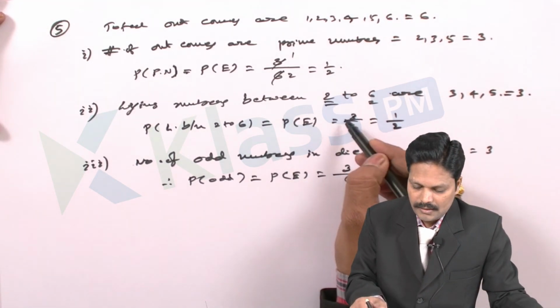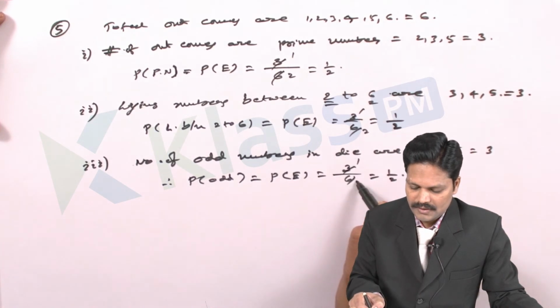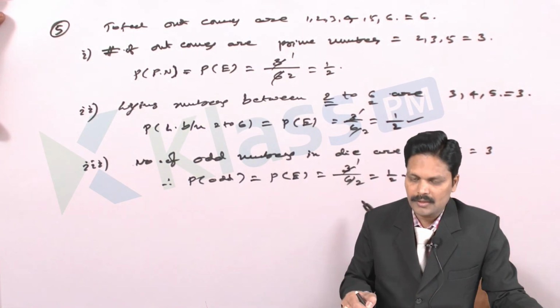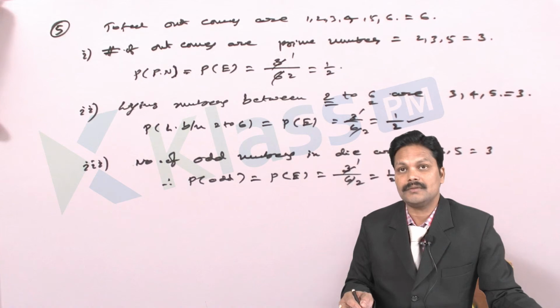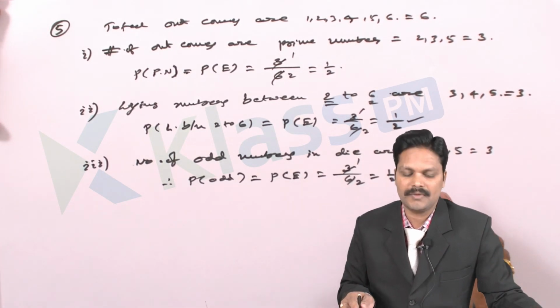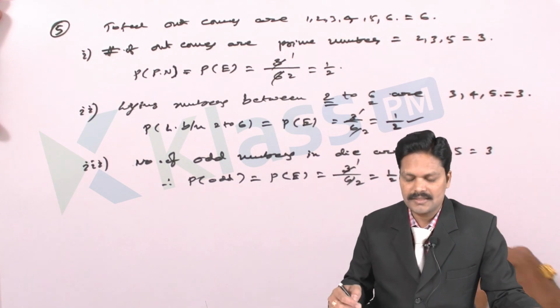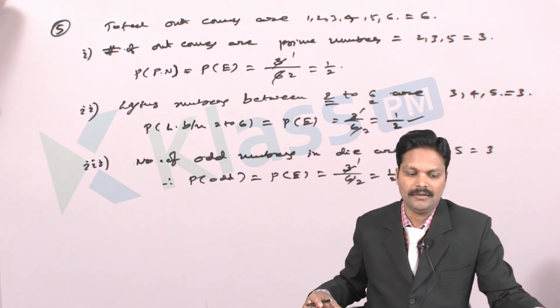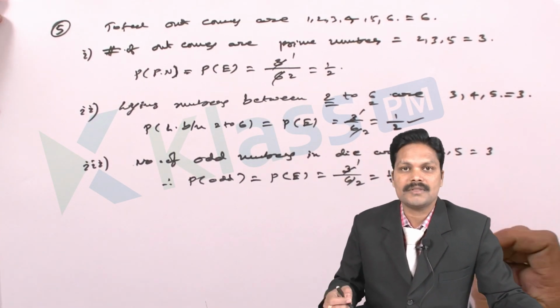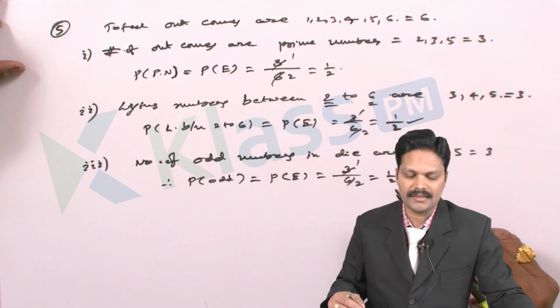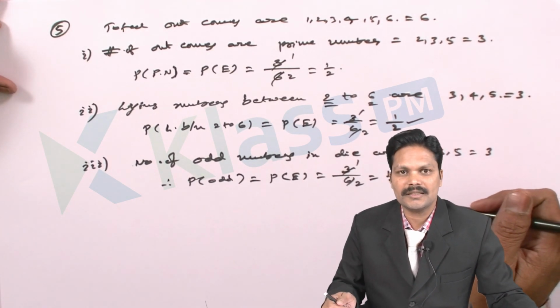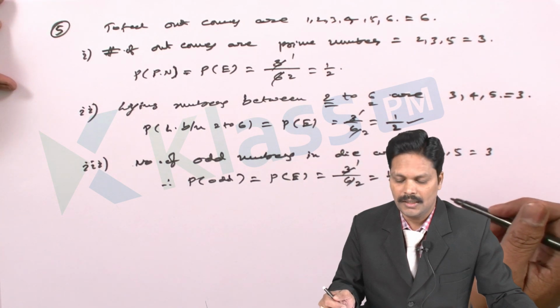By cancelling, 3 ones are 3, 3 twos are 6, we get 1 by 2 in both cases. The chance of each event when throwing a die is 50%. In this manner we can solve probability problems by understanding the concept. Then you will get good marks in this chapter in your board paper.